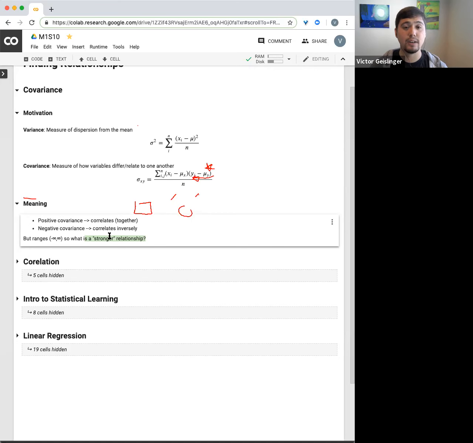So we need a more standardized way of looking at it, and that will lead us into correlation. But one thing to note is that, to be honest, most of the time we won't talk too much about covariance.